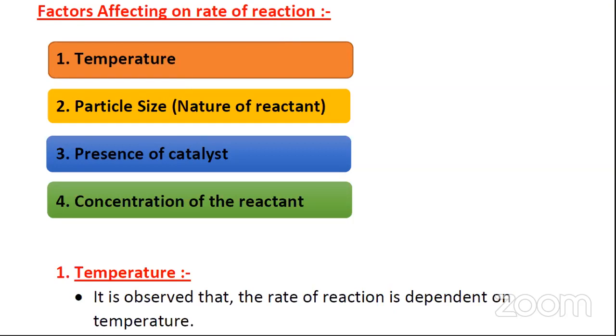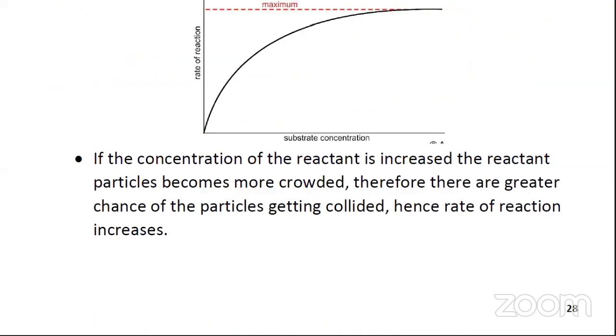What about the concentration? When concentration increases, there will be more crowding between the reactant molecules, therefore more chances of collision are possible. Due to this, the rate of reaction also increases. So these are the four basic parameters which affect the reaction rates. Now let us move to the next.